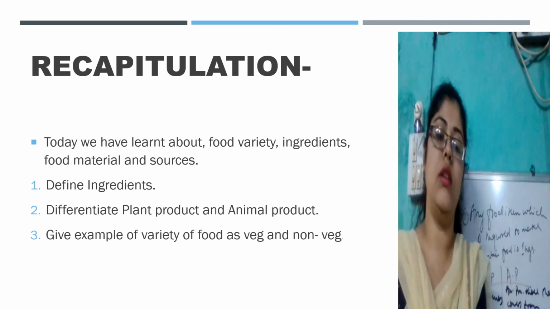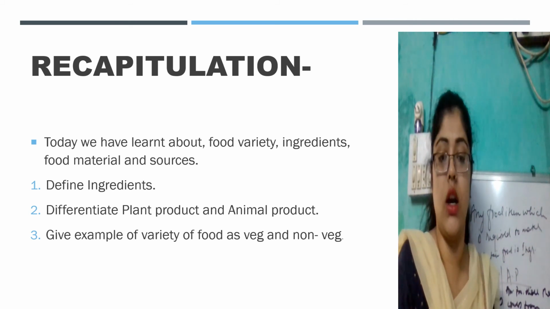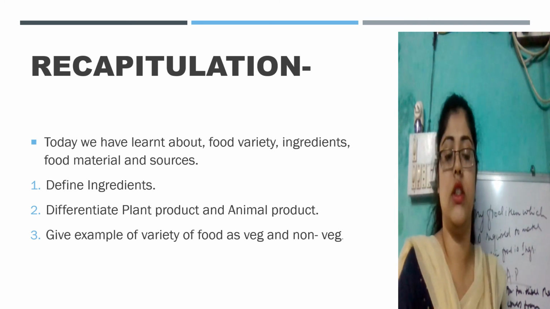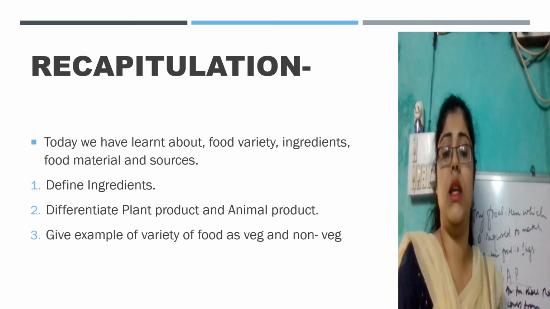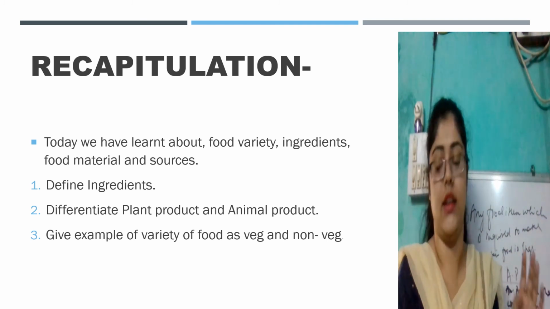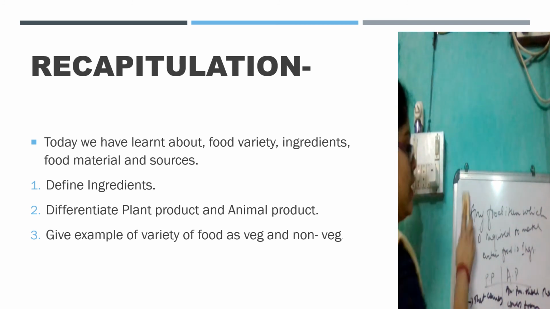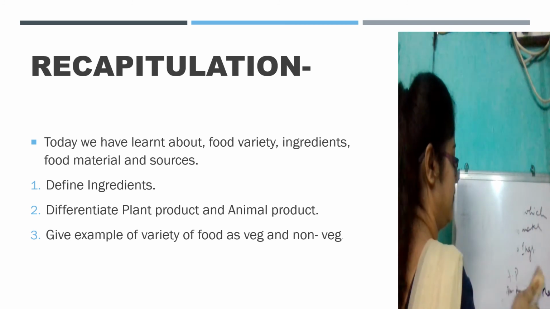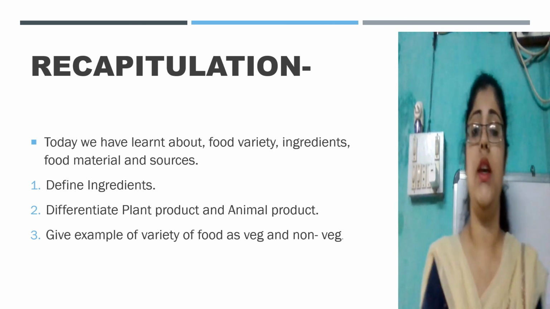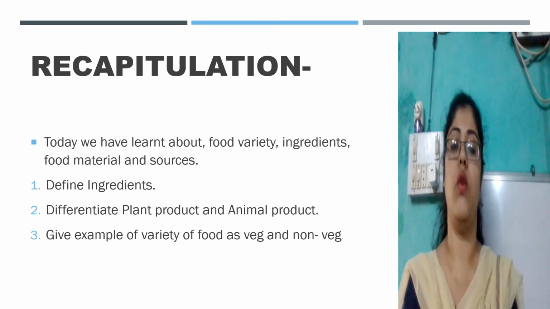Now the next question says, give one example of food variety as non-veg and veg. For example, if you take an example of vegetarian food, you can say veg pakoda. You can also say dal is a vegetarian food. Meanwhile non-veg food you can consider as chicken curry, egg roll, anything. Chicken pizza, if you like it. So very good, class. With this our today's lesson is over. I hope you have understood the topic taught in this lesson.